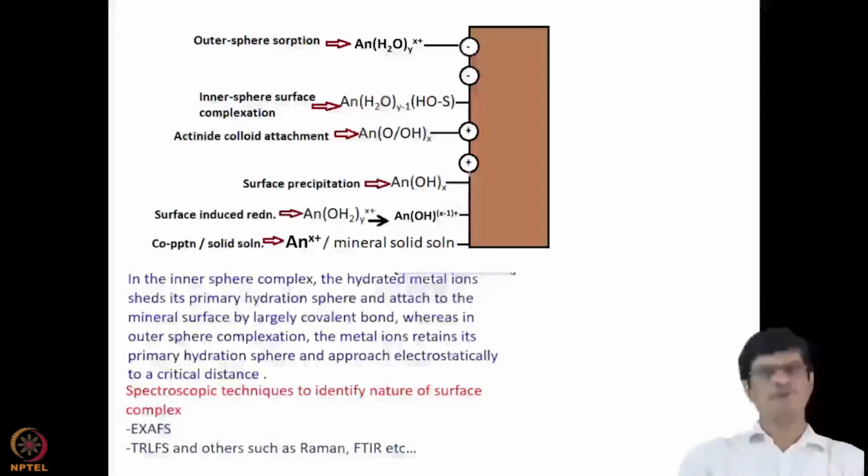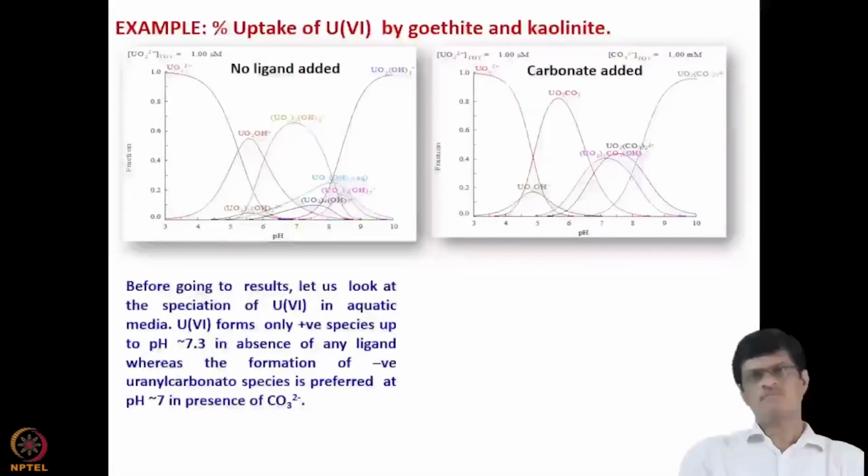Now these can be monitored by spectroscopic techniques, those are the EXAFS or the TRLFS, and also other techniques such as Raman as well as Fourier transform infrared spectroscopy. Now we'll take some example. Uranium-6 uptake we would like to study by goethite and kaolinite.